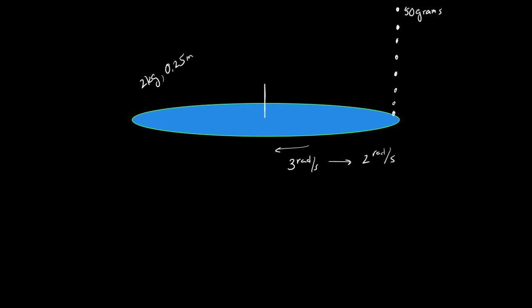Is it clear to you that the disk is still going to have a moment of inertia of 1/2 mr squared? Does that make sense to all of you? Is it also clear that each droplet is a point mass at the edge of the disk? So that means each droplet has a moment of inertia of mx squared, or 0.05 times 0.25 squared. This is the moment of inertia of each droplet. This is the moment of inertia of the disk.